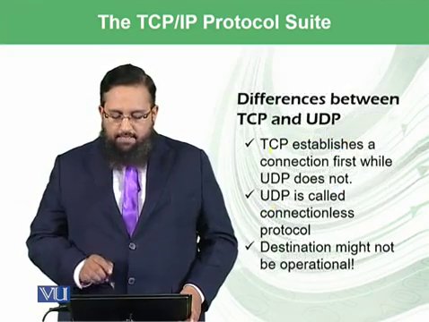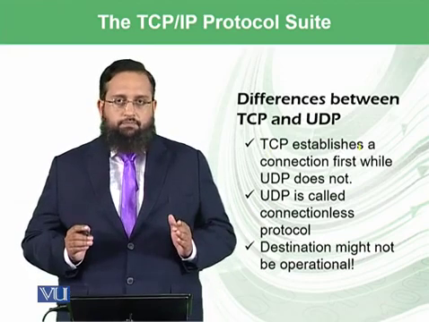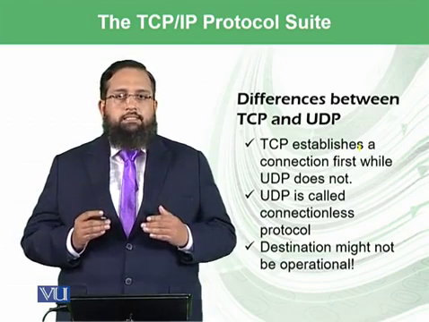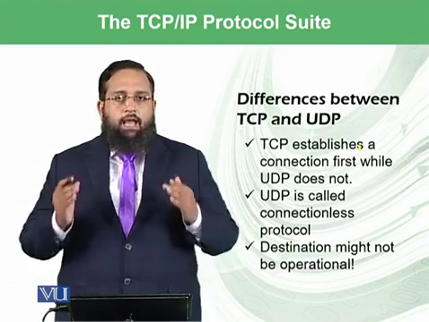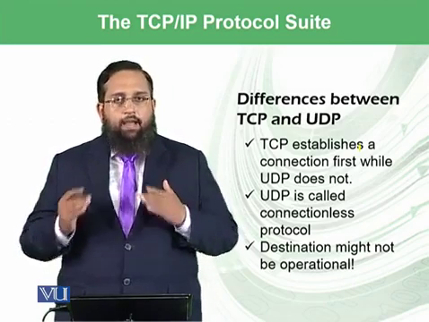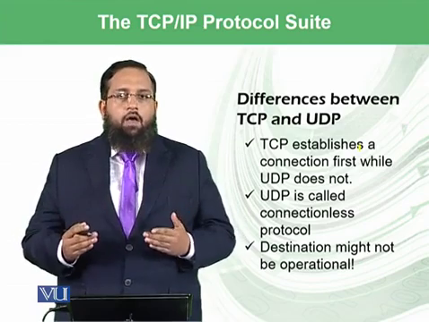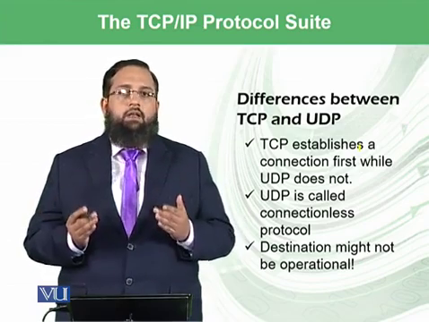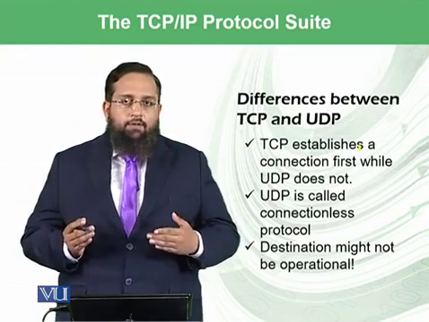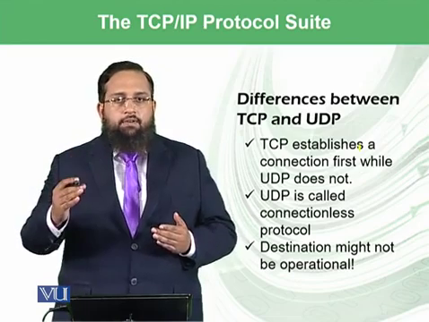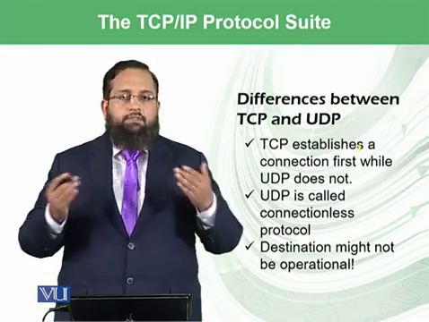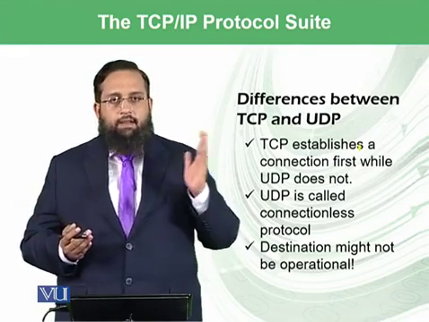The TCP establishes a connection first. Whenever you implement the transport layer using TCP, it first sends a signal to the receiver, and the receiver acknowledges that it is ready and the sender can start sending the data, and then the data is transmitted. However, UDP is called a connectionless protocol because it starts sending data even if the receiver is not operational, is not listening, and is not receiving whatever is being sent by the sender.